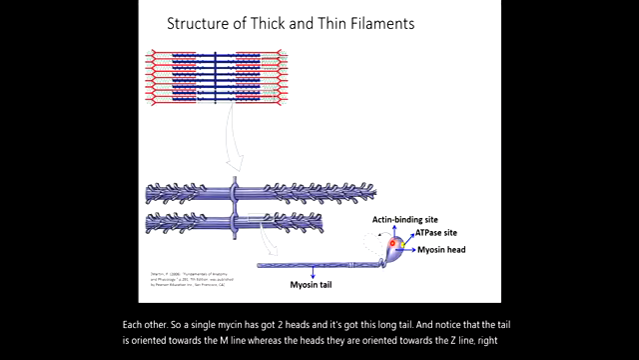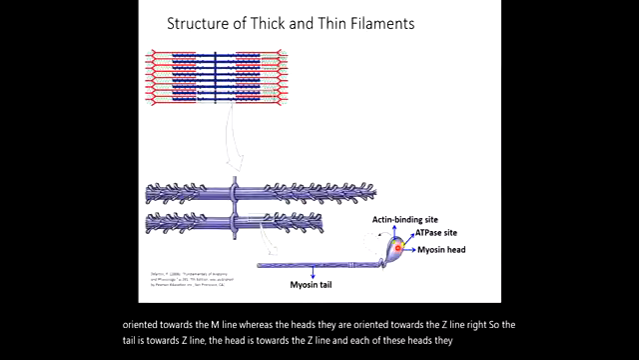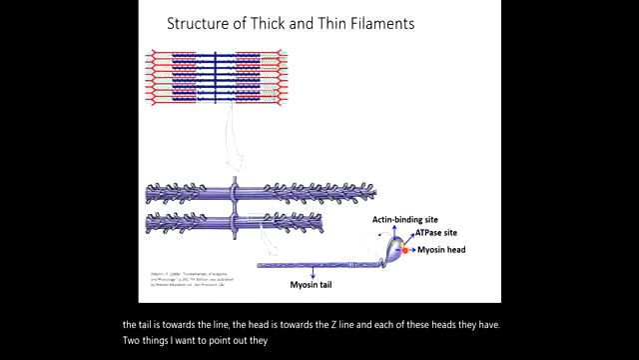So the tail is towards the M line, the head is towards the Z line. And each of these heads, they have two things I want to point out. They have a site where ATP can be bound and hydrolyzed, and that will energize the myosin head, and we'll see how this plays a role in muscle contraction later on.